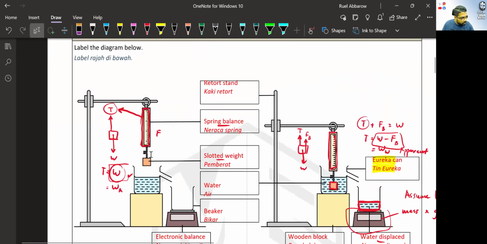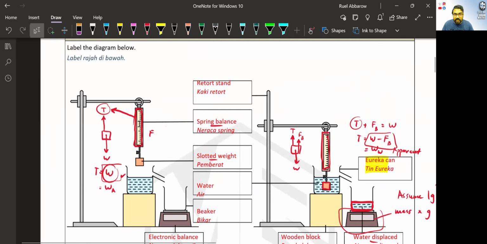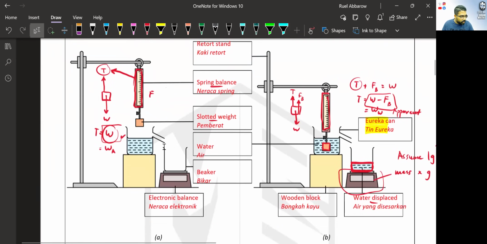So we need to hang the slotted weight on the spring balance, put the spring balance on the retort stand, right? And then you have to place the beaker on the electronic balance. You have to set up the Eureka tin, fill the Eureka tin with water, but this step is not mentioned in your textbook. Just based on the diagram, you can see clearly what to do, right? Place the Eureka can on a wooden block. So you can write all this down just by looking at the diagram. It's very simple. So again, the diagram is very important.